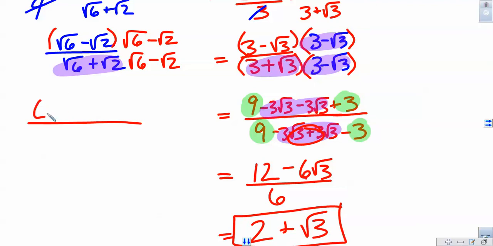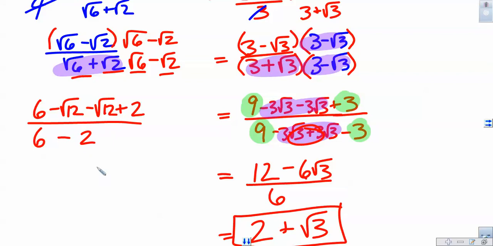Square root 6 times square root 6, that makes a 6. Square root 6 times square root 2, negative square root 2, that gives us negative square root 12. Minus another square root of 12. And then negative and negative makes a positive, and square root 2 times square root 2 makes 2. Down below, we have a 6 again. Notice inner and outer, bye-bye. And then we have minus 2. So simplifying this, bottom, easy, that's 4.